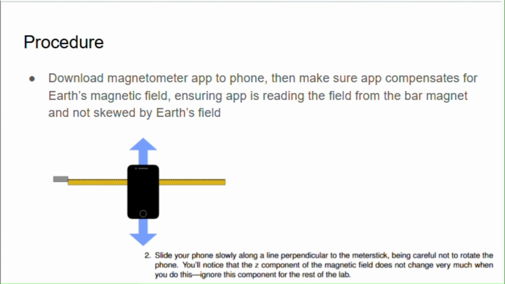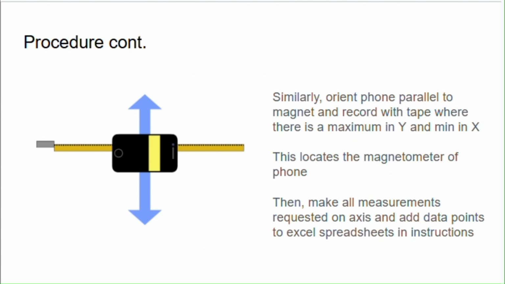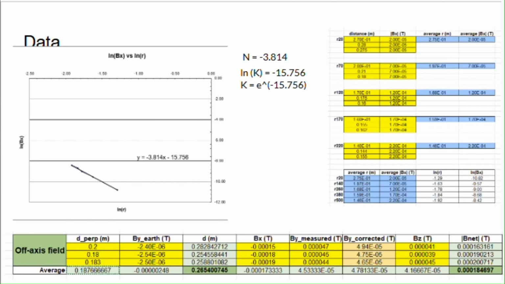So here's the procedure. We download the app to the phone and then make sure the app compensates for the Earth's magnetic field, ensuring the app is reading the field from the bar magnet and not skewed by the Earth's field. So you can see for the procedure, we slide the phone along the perpendicular line, and then we repeat that to find the place where the magnetometer is on the phone. And then we make all our measurements requested on axis and add the data points to Excel spreadsheets as said in the instructions. So this slide shows all the data gathered in this experiment.